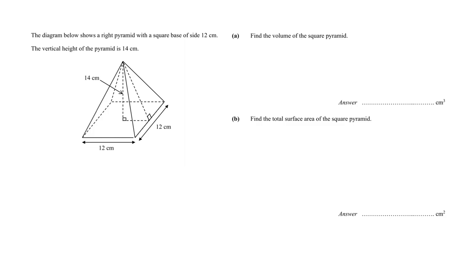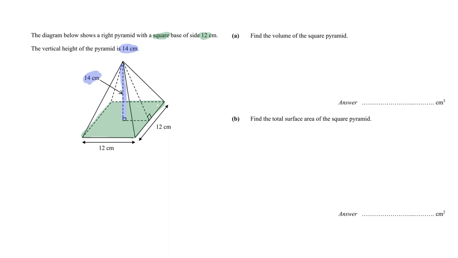Alright, welcome to this video where we are given this diagram. Alright, a pyramid with a square base of 12 cm each. So that is the square base. Okay, the vertical height is 14 cm here. Find the volume of the square pyramid.